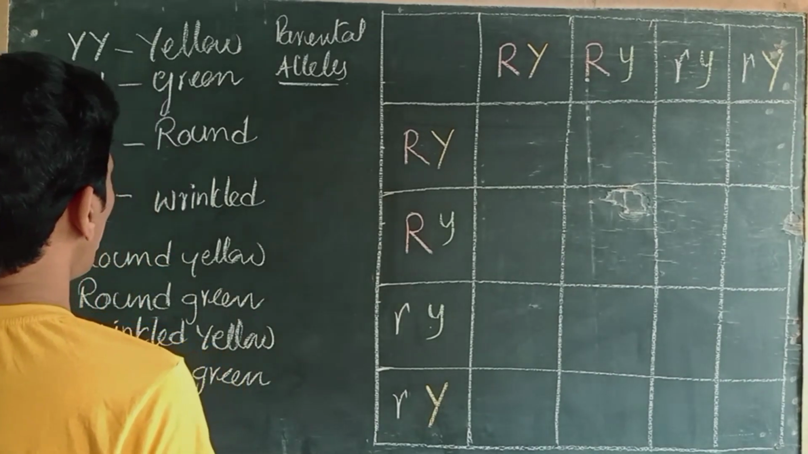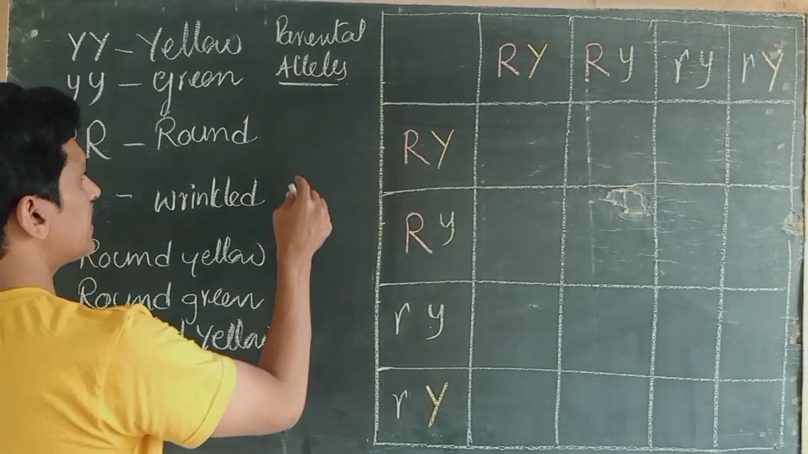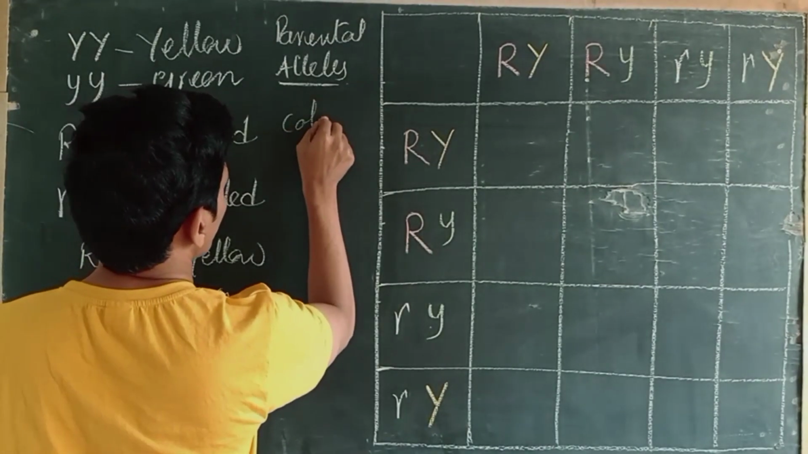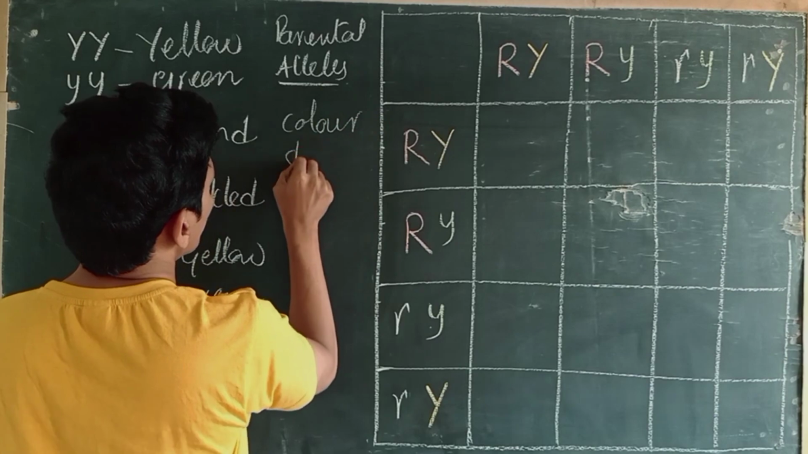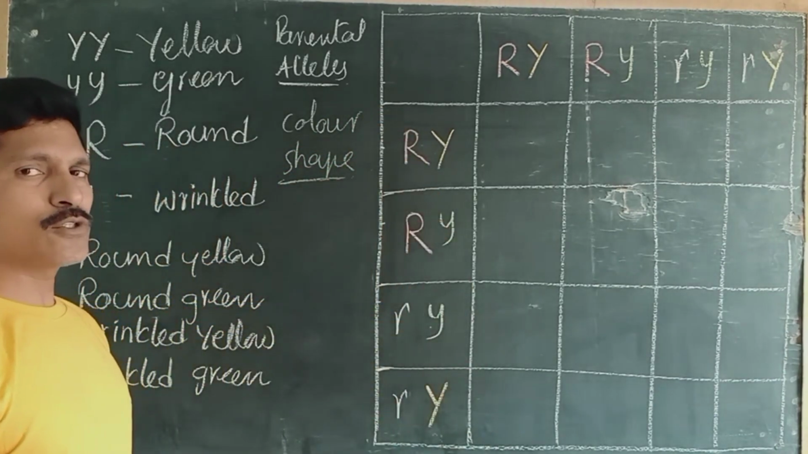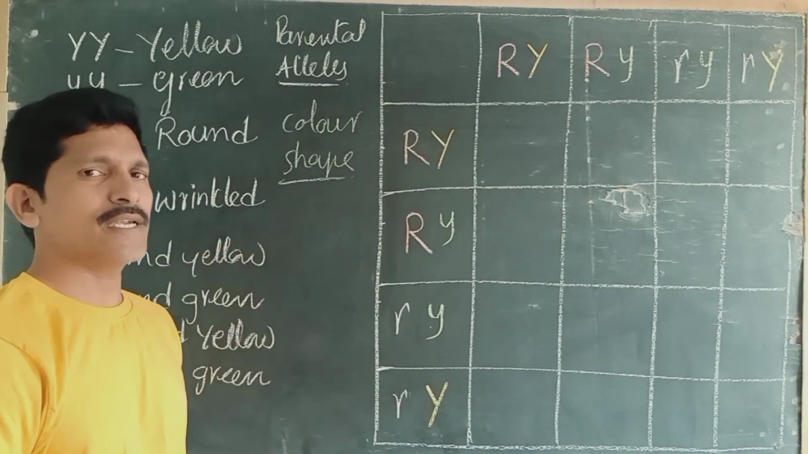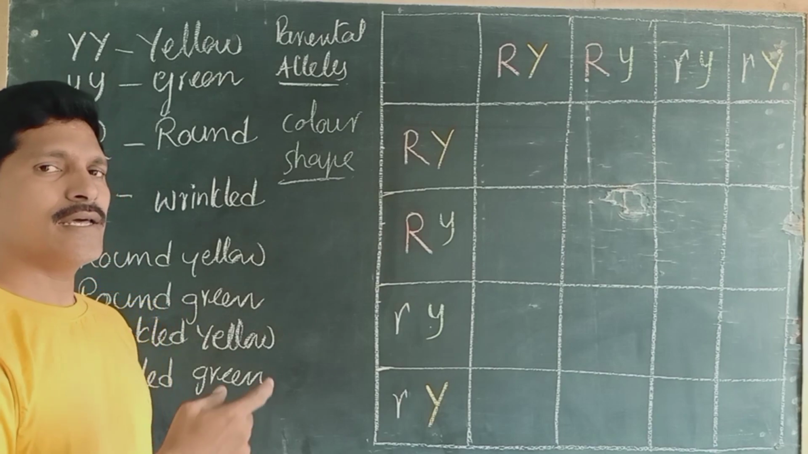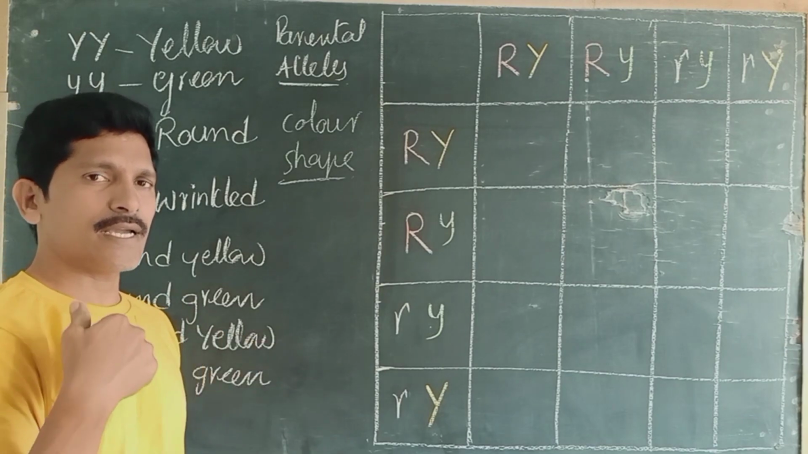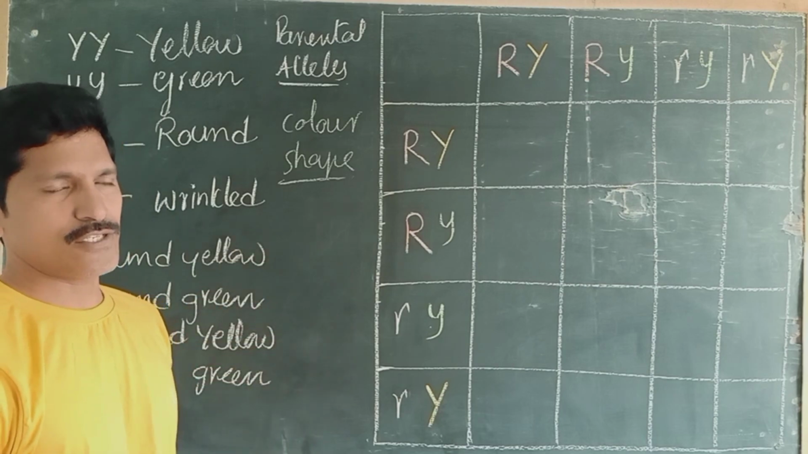Mendel has taken two characters. One is the color and another is shape. He has taken two colors so that we can easily understand which color is dominating the other color. And according to the shape also, he has taken two different shapes, to see which shape is dominating the other shape.